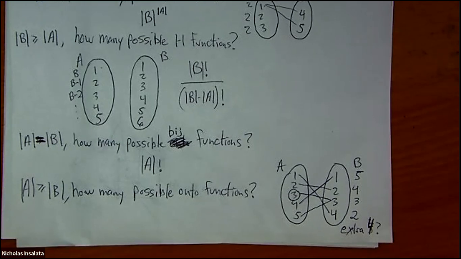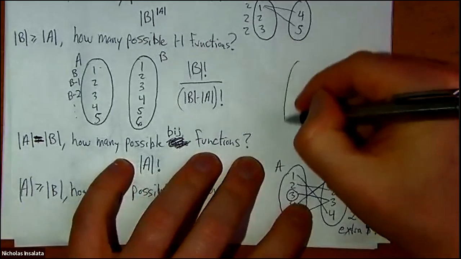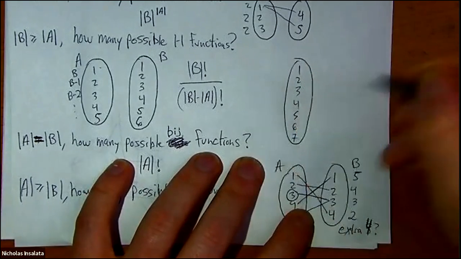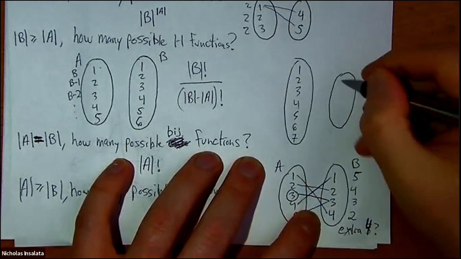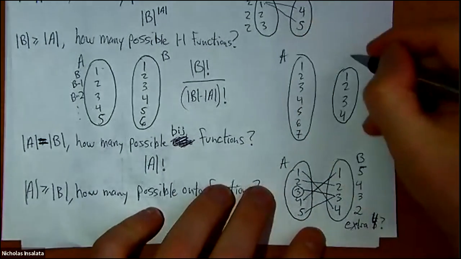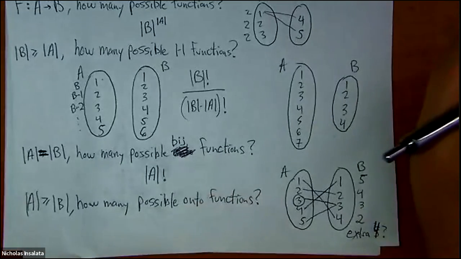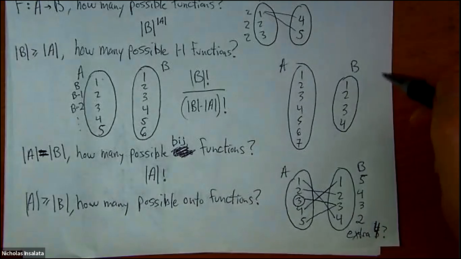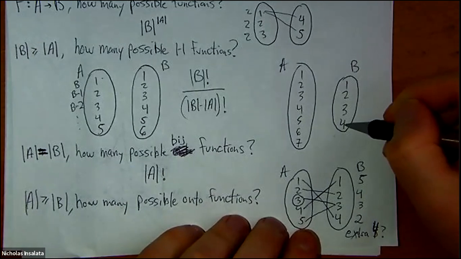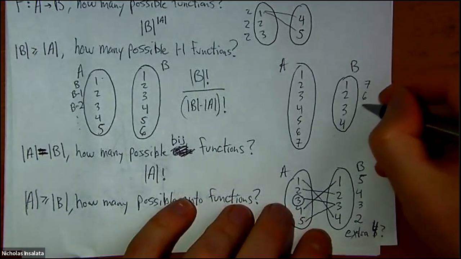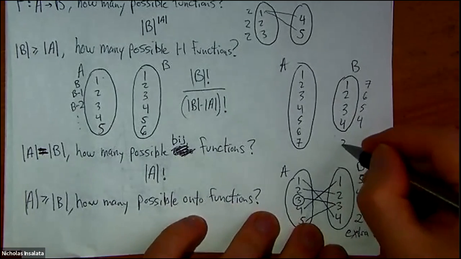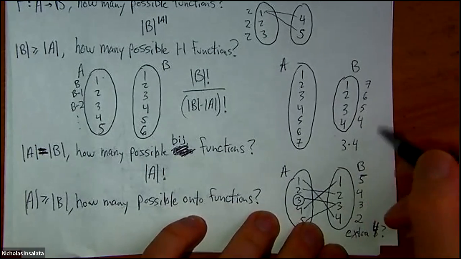Maybe we should do another example, right? I think maybe that'll help. Let's try a bigger example. So here's A and B. Okay, so let's see if our idea works in this example, right? So here we would have 7, 6, 5, 4 as the numbers here, right? And then how many extras? There would be 3 extras on A with 4 choices each.